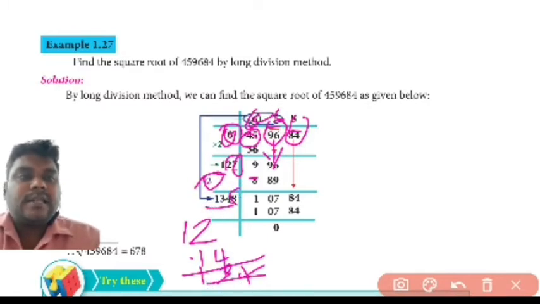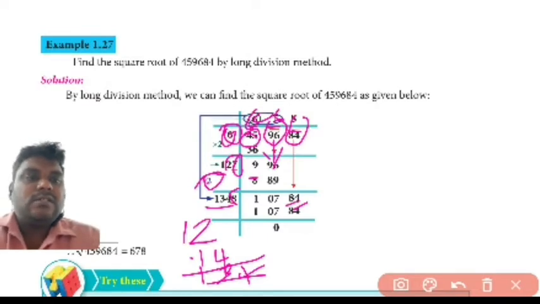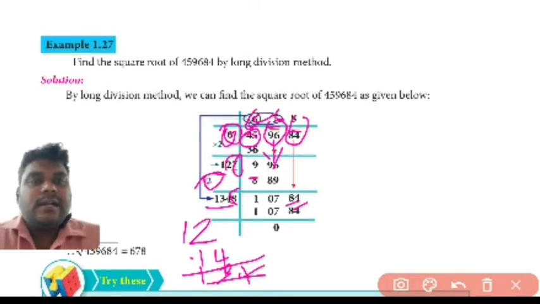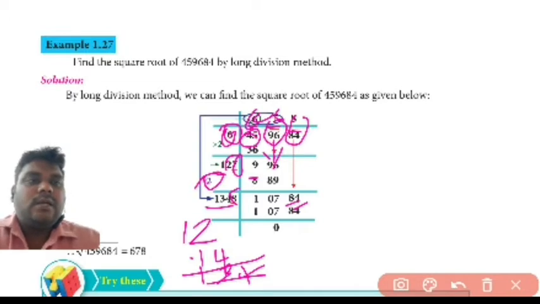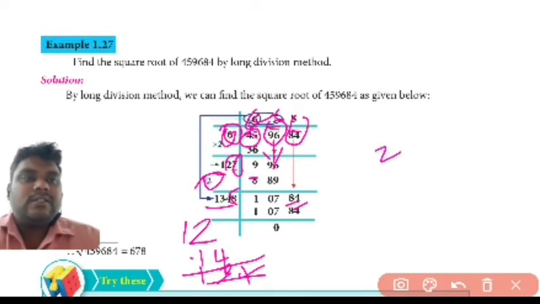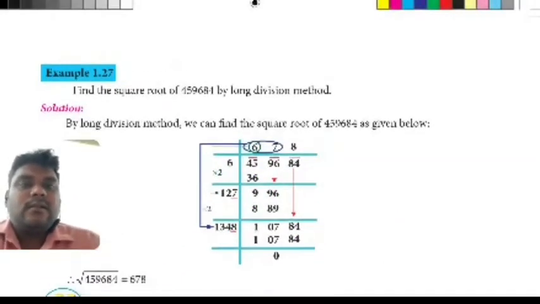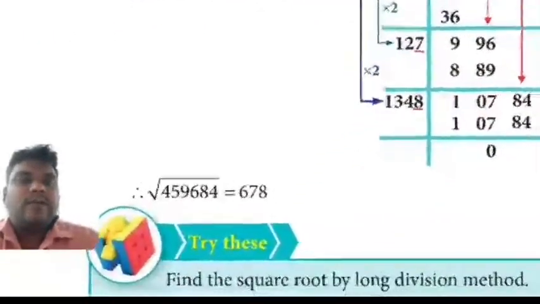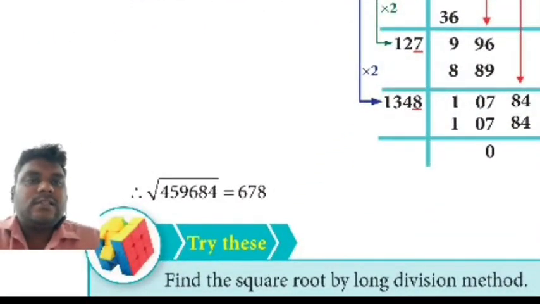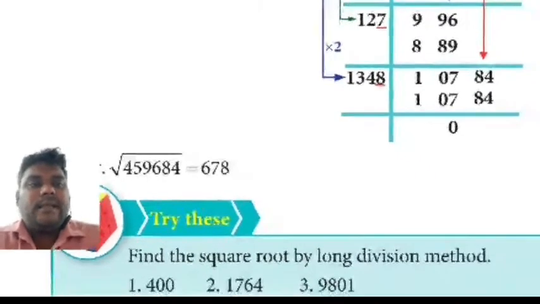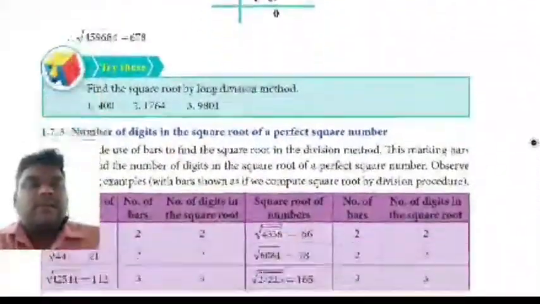134, and for the last, the next one digit of the number is 4. In a square table there are two chances to get 4 as the last digit: it must be 2 square or 8 square. So I put 8 here, and we get the answer. Remainder is 0. Therefore the required square root of 4,59,684 equals 678. Okay, so this is our last class lesson.